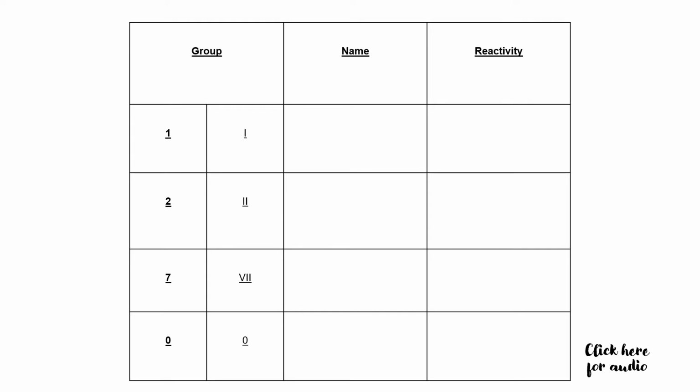These are the groups we need to know about in terms of their properties, some of their reactions, and predictions we might make about them. But the first thing we must know is their name. So let's look at group 1. Group 1's name is the alkali metals. So you need to write that in there. Group 1 is otherwise known as the alkali metals.